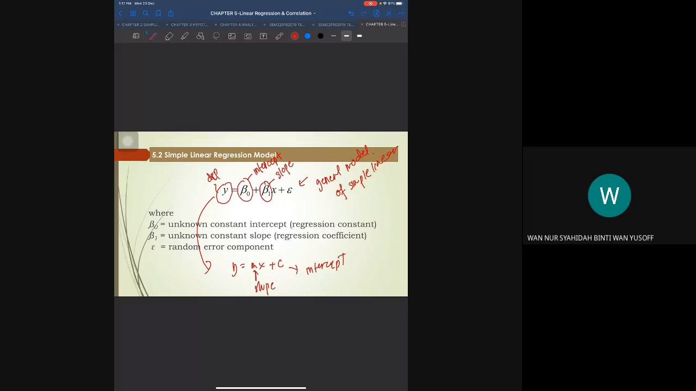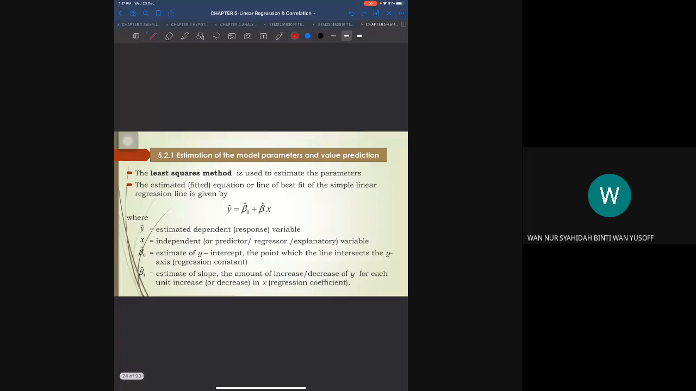But here, in order to discard the error, because epsilon here is a random error, we use the fitted model. By using the least squares method, we estimate the parameters, then you will have a fitted model. So this is the model that we are going to construct. It means that you have to estimate beta node cap and beta 1 cap. So there are two parameters involved in the simple linear regression model, beta node cap and beta 1 cap.